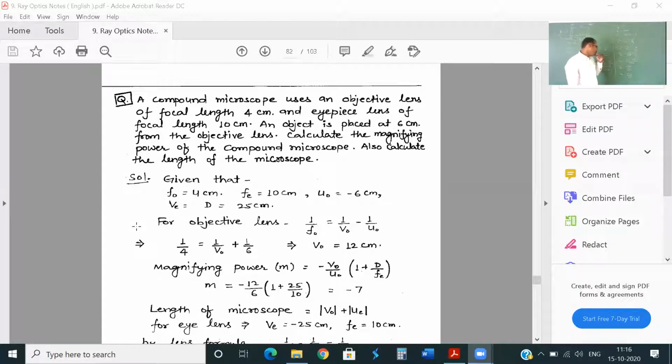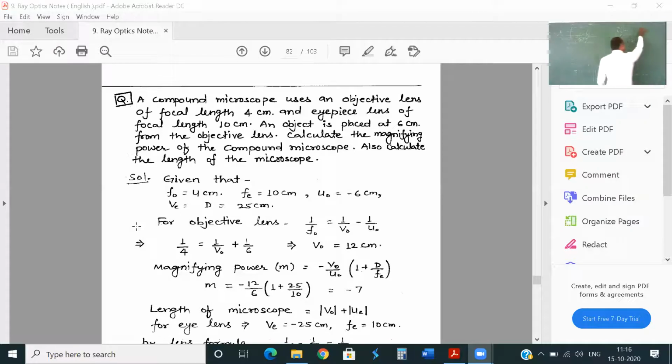Now what to do? Cancel it. I'll take the calculator. I can do it, but I don't want to waste time. 250 divided by 35 is 7.14 centimeter. This minus sign indicates what? The minus sign indicates the object is on this side. That is the meaning.